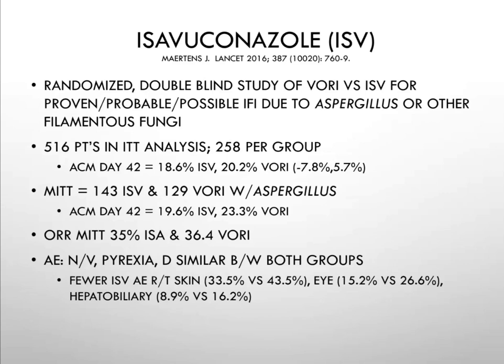So isavuconazole was studied in a randomized comparison with voriconazole for Aspergillus and other filamentous fungi, and had equivalent efficacy and equivalent all-cause mortality compared to voriconazole, both in the intent-to-treat group and the modified intent-to-treat group, which was specifically for Aspergillus. Very similar response rate, similar to posaconazole, with slightly fewer side effects than voriconazole.